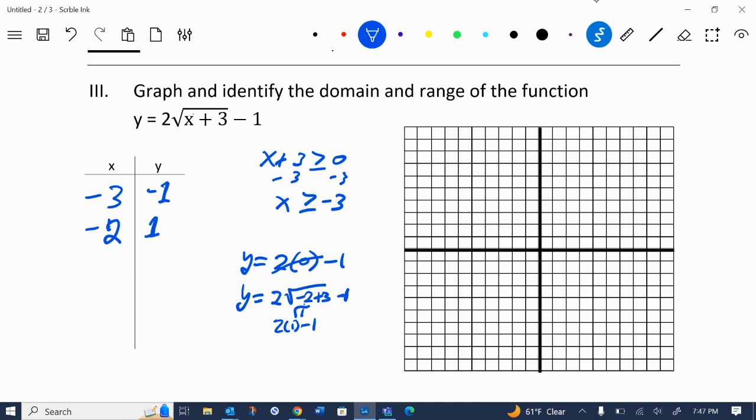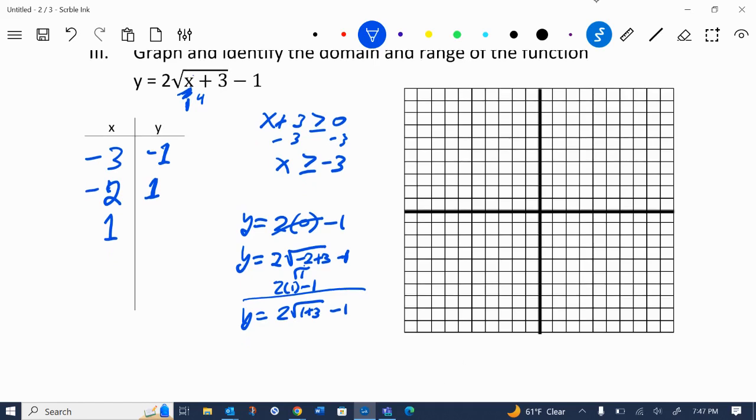Let's do it for the next number up, except I would like this to be a 4. So if I want this to be a 4, I need a -1 in that spot. No, wait a minute, is it 4? No, I need a positive 1. 1 plus 3 would make 4. So I'm going to jump up here to a positive 1, and I'm going to do y equals 2 times the square root of 1 plus 3, minus 1. And that's 2 times the square root of 4, which is 2. 2 times 2 is 4. 4 minus 1 is equal to 3. So we've got a 3.